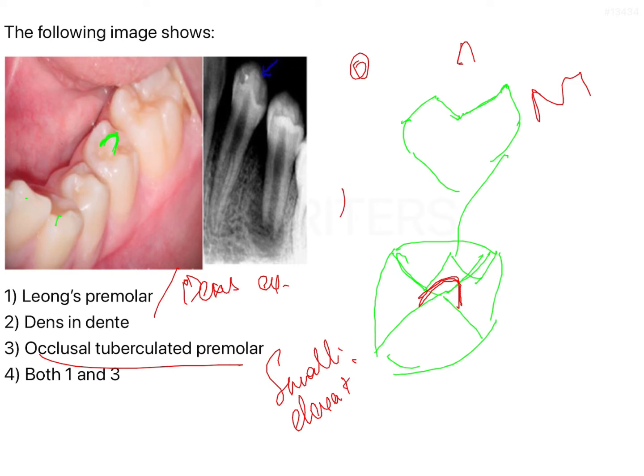Why? Number one, it hampers occlusion because it is always going to be a point of occlusal contact. As a result, it forms an eccentric contact in that region, and because it forms an eccentric contact in that region, it is going to be irritating. Okay, so it can lead to some form of trauma from occlusion.